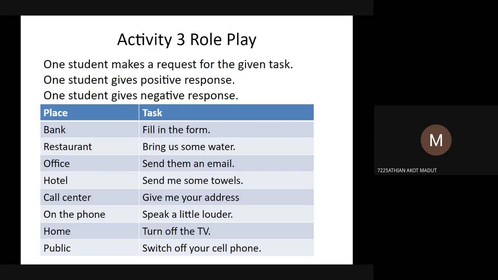"This is the form, fill in that form." Then the person says, "Sorry, sir, I don't know how to fill the form. Would you mind helping me to fill the form?" The receptionist replied to him, "Okay, all right, I will help you." And that was the end of the conversation.